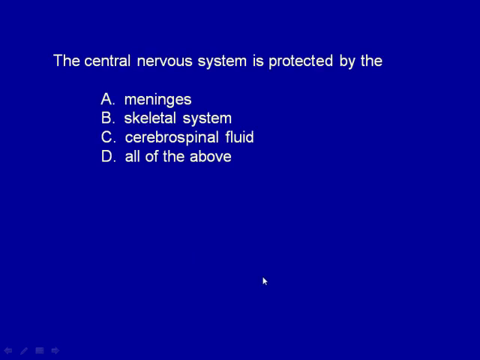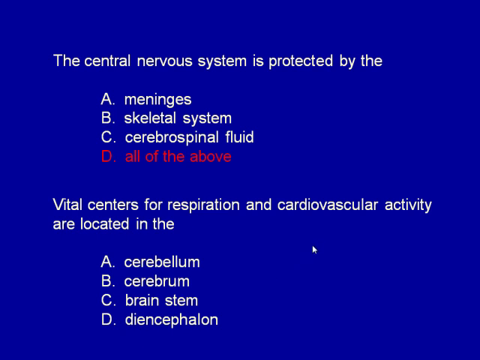The central nervous system is protected by the meninges, the skeletal system, the cerebrospinal fluid, or all of them. And of course, all three of these contribute to the protection of the central nervous system. Vital centers for respiration and cardiovascular activity are located in the cerebellum, the cerebrum, the brainstem, or the diencephalon. This one's the brainstem. The brainstem is the hardest part of the brain to get to. It's the hardest part to damage, but that's one reason we think that those vital centers are located there.